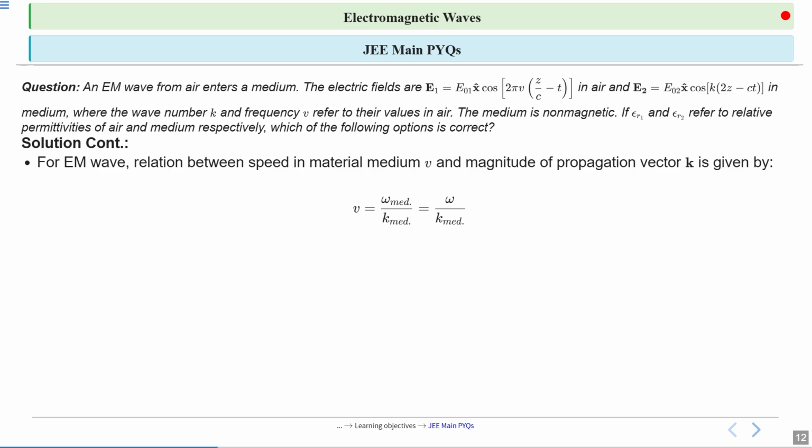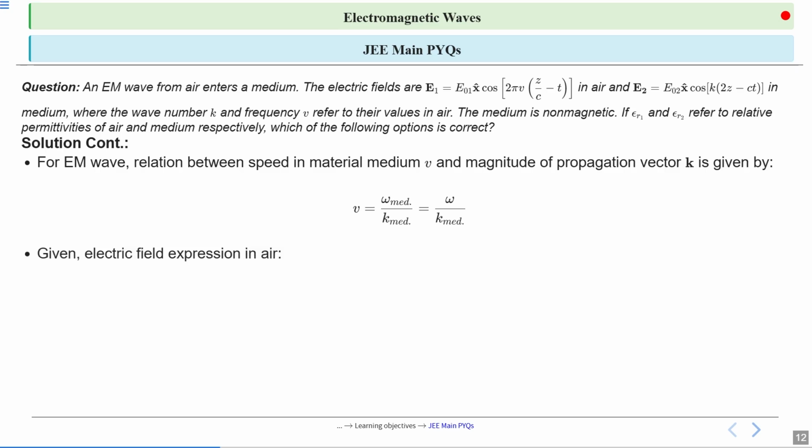Omega medium will be equal to omega because omega is equal to 2 pi nu, and nu will not change. We have discussed that when an electromagnetic wave enters any medium, its frequency doesn't change. That means omega will not change. So omega medium will be the same as omega. But the propagation constant, or wave number, will be different in the medium. So V, the speed of the electromagnetic wave in any medium, will be given by omega upon k medium.